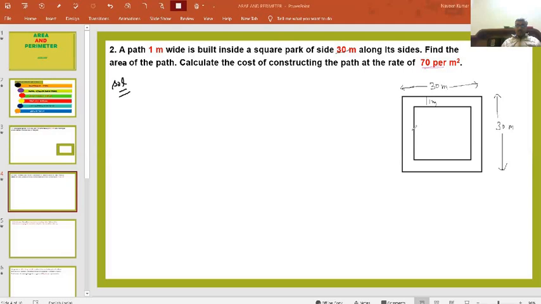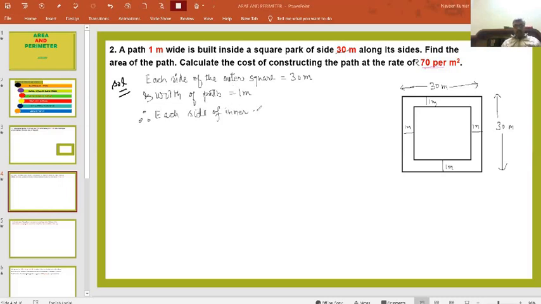Width of path is 1 meter. 1 meter width of path is always equal. 1 meter from here, 1 meter from here, and 1 meter from here. Now calculate the cost of constructing the path at the rate of 70 per square meter. To find out the total cost, given each side of the outer 30 meter and width of path is equal to 1 meter. Therefore, each side of inner square, that is equal to what?